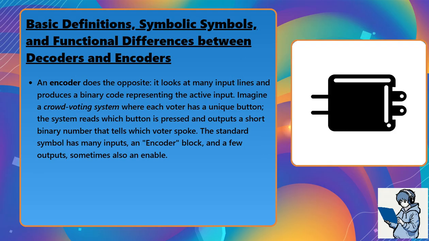An encoder does the opposite. It looks at many input lines and produces a binary code representing the active input. Imagine a crowd voting system where each voter has a unique button. The system reads which button is pressed and outputs a short binary number that tells which voter spoke. The standard symbol has many inputs, an encoder block, and a few outputs, sometimes also an enable.